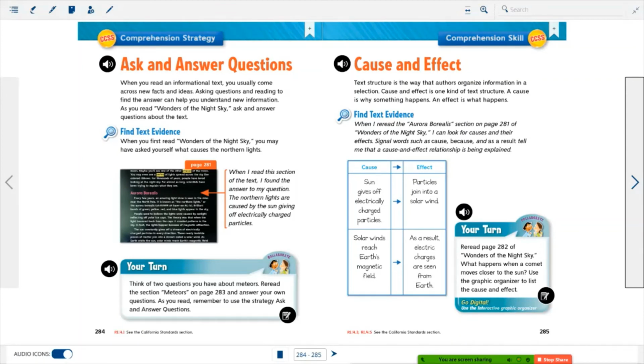All right, that takes us to the end of our readings for this week. Next, we're going to talk about our comprehension strategy and skill. Now, our strategy, again, is going to be about asking and answering questions.